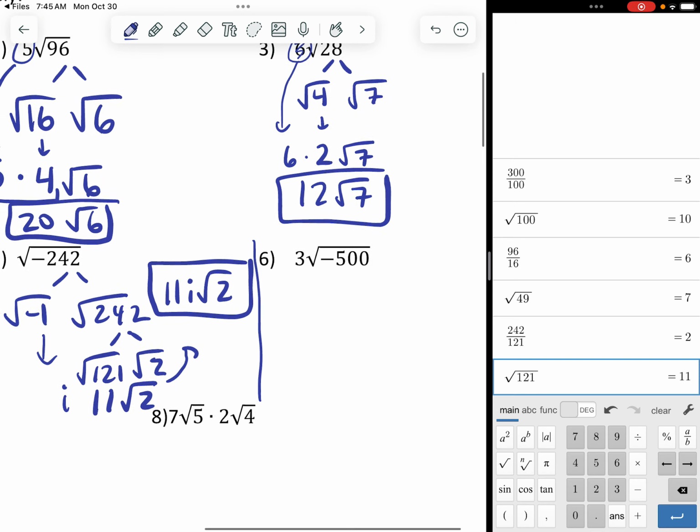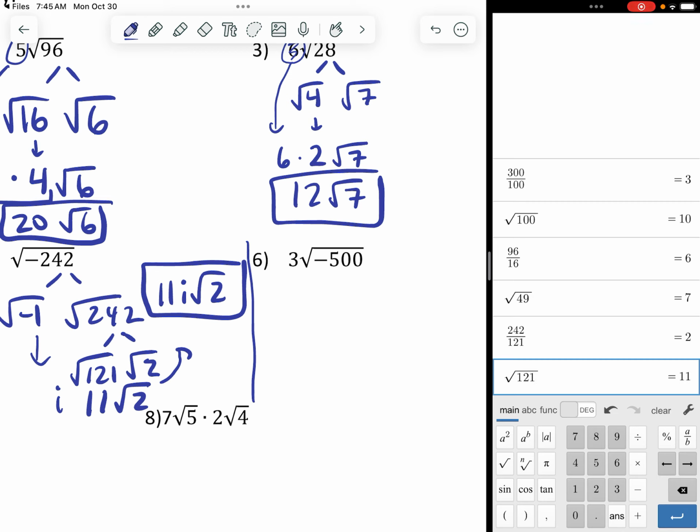Okay? Last one from that group. So what happens when you have a negative root and a number in front? Same thing. Ignore that number in front for now. Take out the negative 1. Then you got your 500.